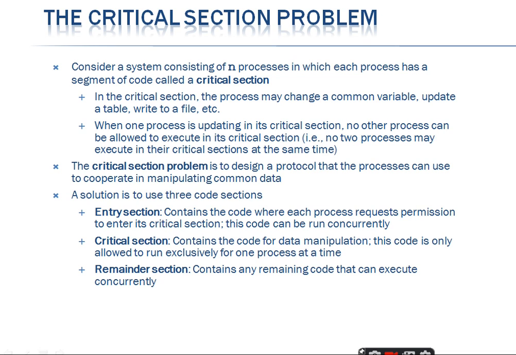Right? Now a solution to this critical section problem is to use 3 code sections. The first is the entry section, then the critical section, and the remainder section. Now the entry section contains the code where each process requests permission to enter its critical section, and this code can be run concurrently, right?